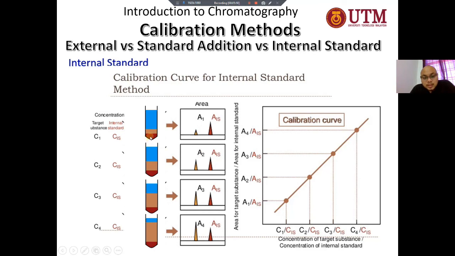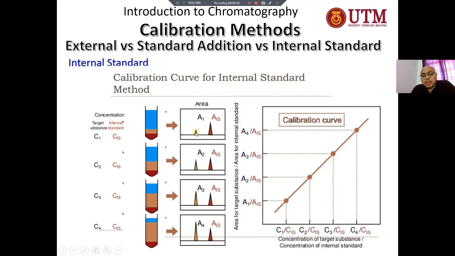So here, the orange one is your standard of analyte. You add, for example, 1 ppm, 2 ppm, 3 ppm, 4 ppm, and for the blue one you add the solvent up to the mark. Okay, up to the mark. So you need to have the area concentration, you need to determine the area ratio.